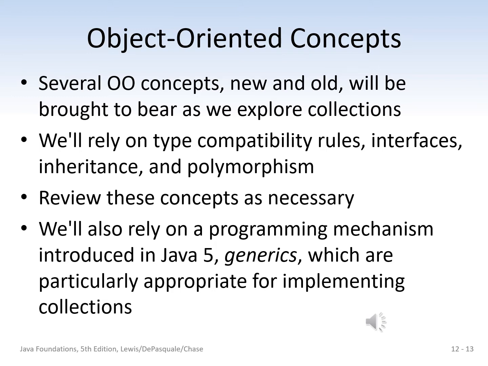As we further explore collections, we will be using many object-oriented concepts, many that we've already covered, and some new ones. We're going to rely on type compatibility rules, interfaces, inheritance, and polymorphism, all of which were covered extensively in the prerequisite course for this course. So you may want to review these concepts. And we'll also rely on a programming mechanism introduced in Java 5 called generics, which are particularly necessary and appropriate for implementing collections.